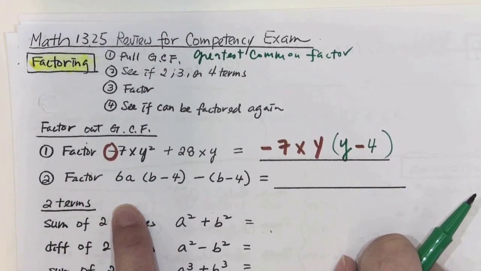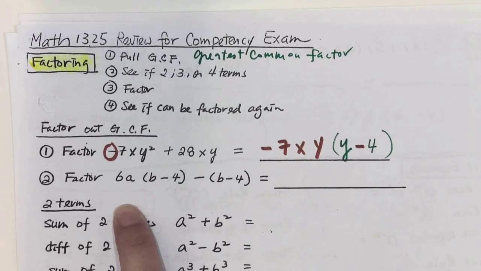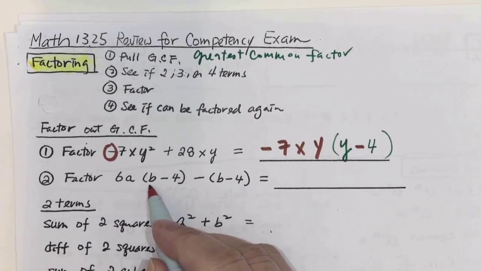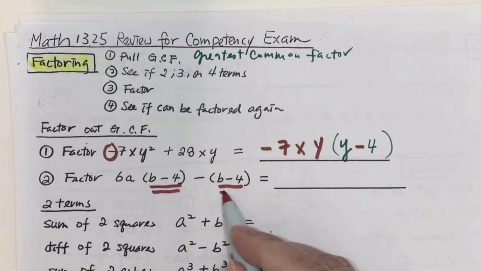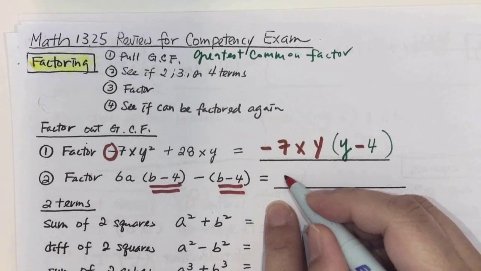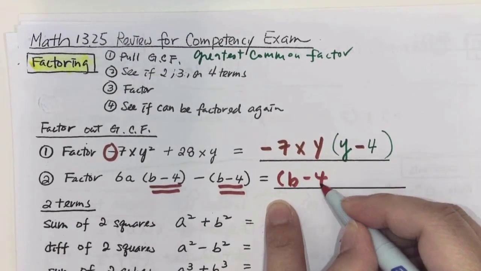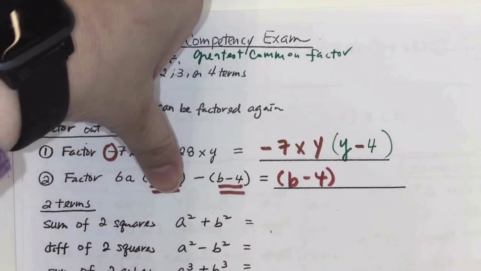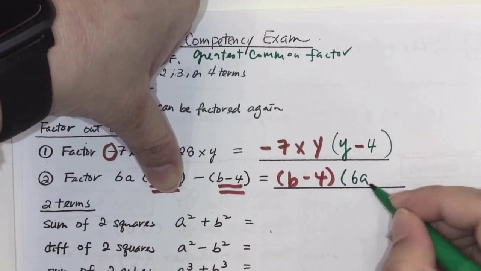I want you to look at number 2. Is there anything in common in number 2? Both of them have b minus 4. So this is what they have in common, right? So you pull that out. B minus 4 is my common factor. And then the first term still has what? 6a after I cover b minus 4.